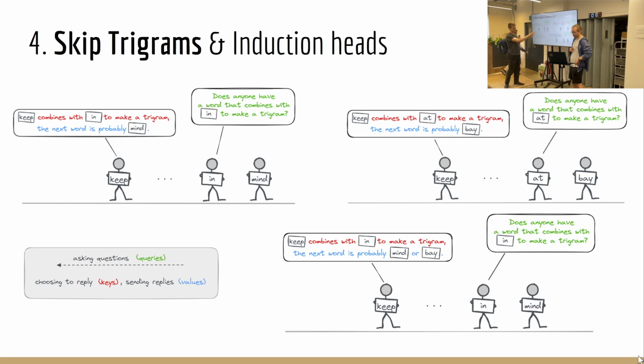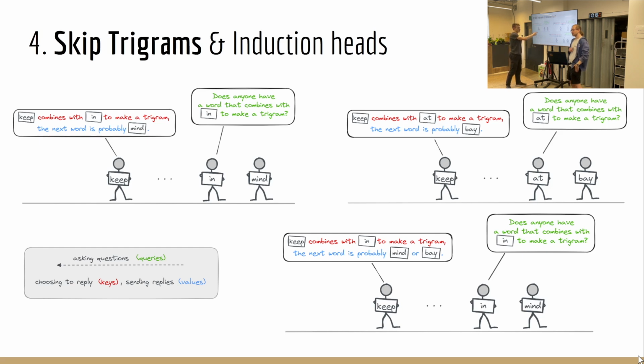And so to go back over the whole idea behind skip trigrams: keep in mind is obviously a skip trigram, and the model has learned, via the QK circuit, to attend from in back to keep, and the corresponding OV circuit has learned, okay, if this word is keep, then I'm going to predict mind after the thing that attended to it. And similarly here, the word at has learned to attend back to keep via the QK circuit, and then the OV circuit has learned, if the word that I'm acting on is keep, then whatever attends to it, I'm going to predict bay afterwards. But the problem is the QK and OV circuits are two different mechanisms.